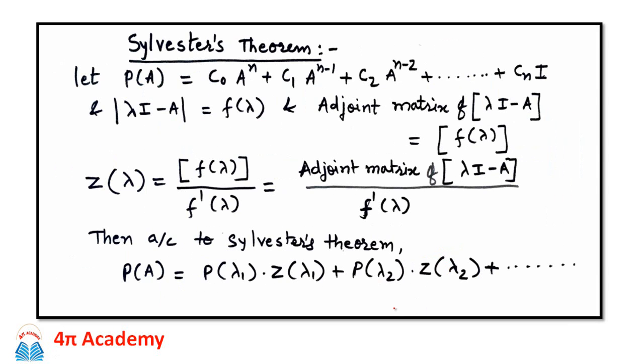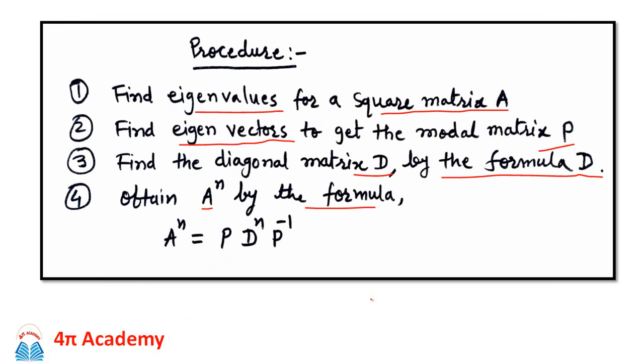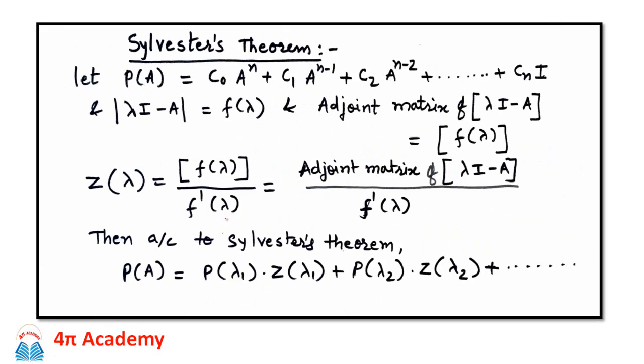Then the next method is the Sylvester theorem. By using this theorem, we can find the power of a matrix in very simple steps. This is the conventional method, but it becomes too lengthy, because first you need to find the eigenvalues, then the eigenvectors in order to get the modal matrix, then the diagonal matrix, and then by using the formula A raised to power n equals P into D raised to n into P inverse, you find the power of the matrix. And the process becomes very lengthy.